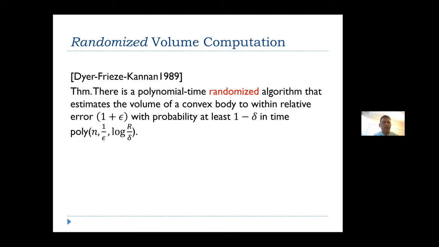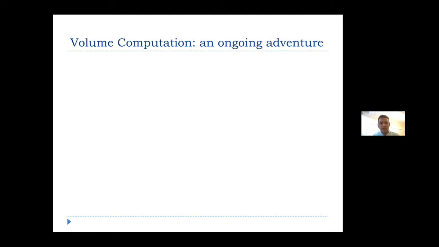The log 1 over delta is standard for randomized algorithms. And so from now on, I will ignore that. That will be the dependence for all algorithms. Okay, so since then, there's been a lot of progress.